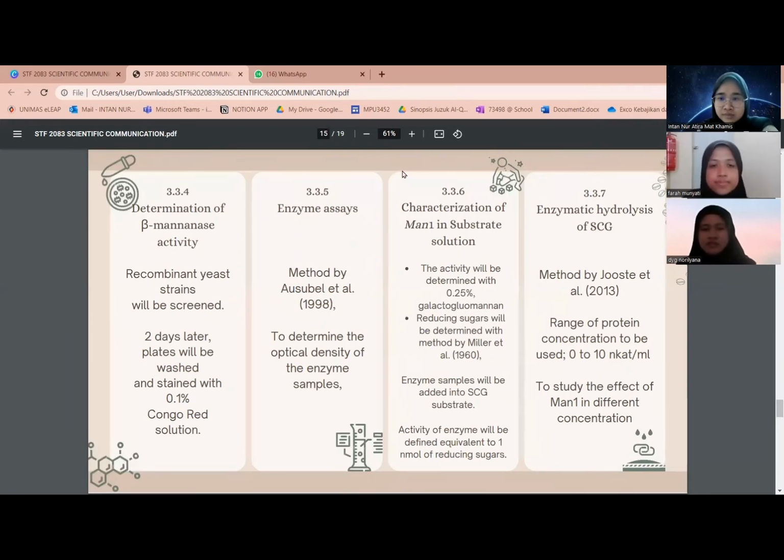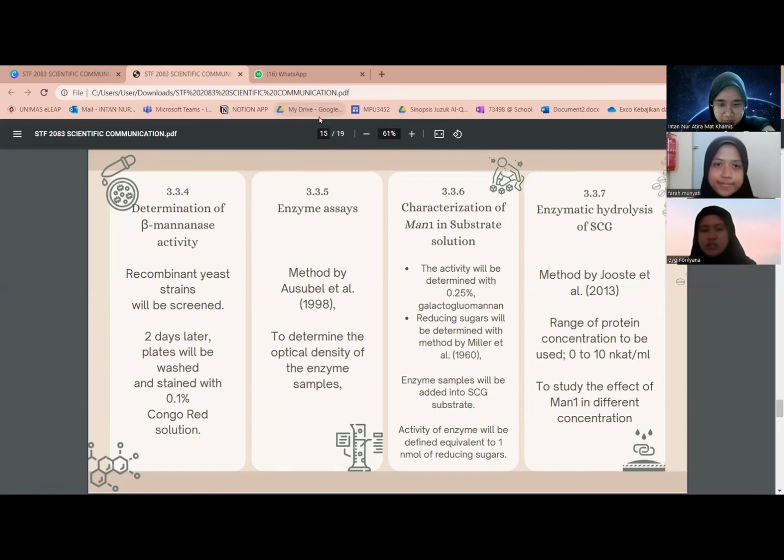The beta-mannanase activity from the transformed cells will be screened after washing the cultures of the grown strains on the selective SC agar plate within 2 days. The plate will be stained with 0.9% Congo red solution and destained using 1.2 molar sodium chloride solution to make the hydrolysis zone visible. The enzyme assays will be done by determining the optical density of the enzyme samples based on a method by Olsebel et al. The mannanase characteristic in the substrate solution can be observed as 0.25% galactoglucomannan or locust bean gum is added to the enzyme samples.